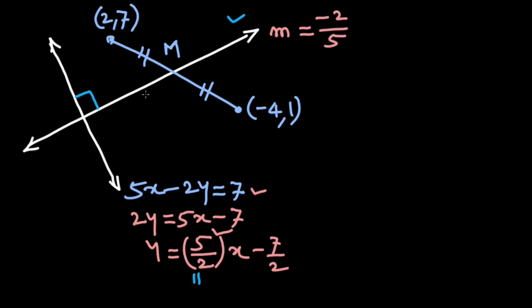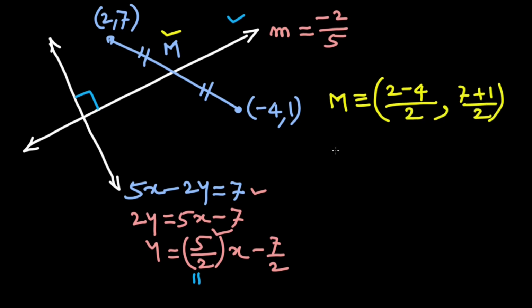Next, we will find out the coordinates of this midpoint M. So by midpoint formula, we write M equals ((2 minus 4) by 2, (7 plus 1) by 2). So the coordinates of M will be (minus 1, 4). So we write the coordinates here, minus 1 comma 4.